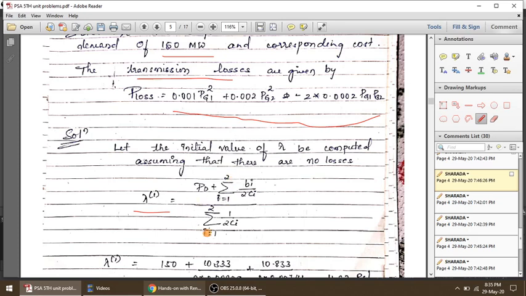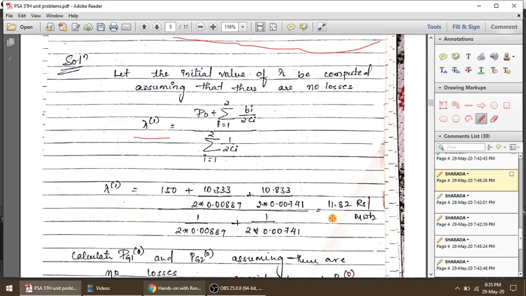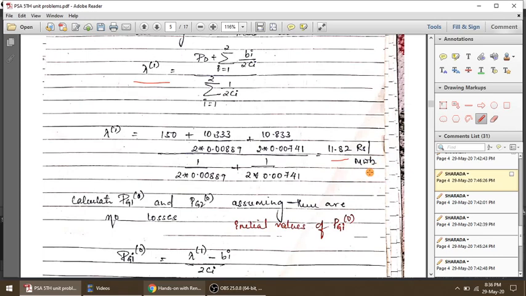Clear? So this is the expression we had used for calculating the lambda value when losses were neglected. That is the first derivation. So using this expression, I will be calculating lambda 1 and I get it around 11.82 rupees per megawatt hour. So I have just substituted the value B1 divided by 2C1 plus B2 divided by 2C2 plus PD, that is 150, divided by 1 by 2C1 plus 1 by 2C2. So I get 11.82 rupees per megawatt hour.